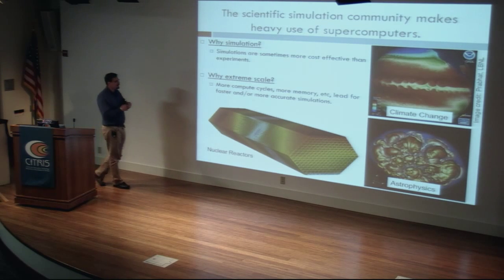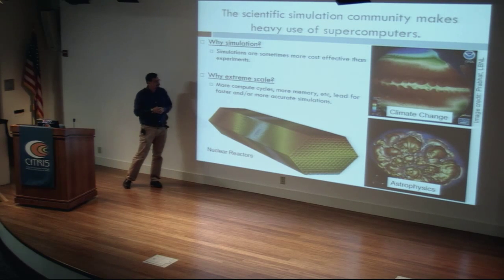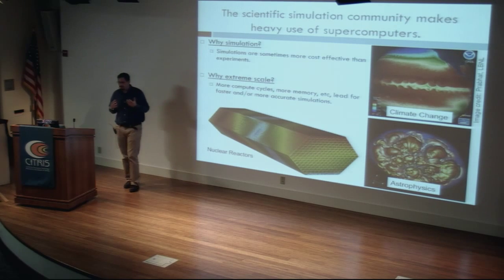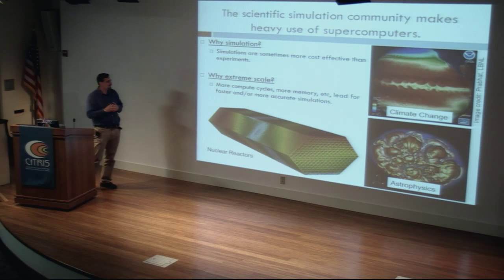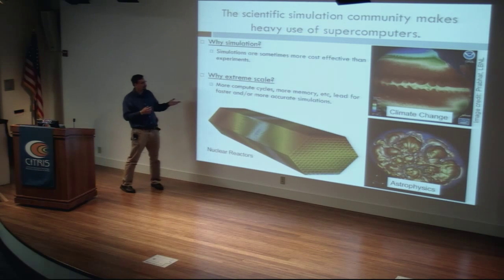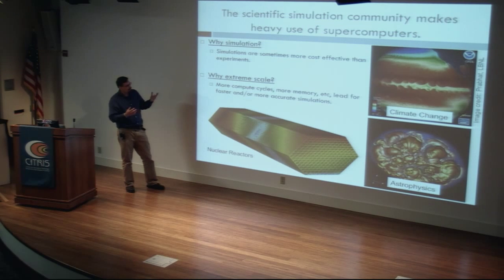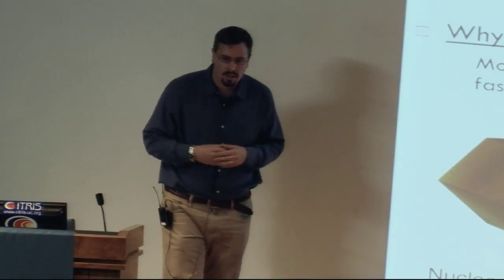And the next question is, why do we need extreme scale? And so the answer is, at some level, kind of the bigger, stronger, faster story. If we have more compute cycles and more memory, then we get faster turnaround time and we get more accurate simulations. I think the real answer is that communities like the reactor community, the climate community, and the astrophysics community regularly hold workshops and say, what are our needs? And they always come back and they say more. But what they've been saying recently has actually been an exaflop.